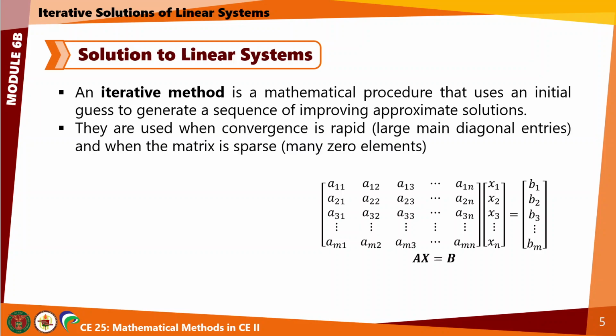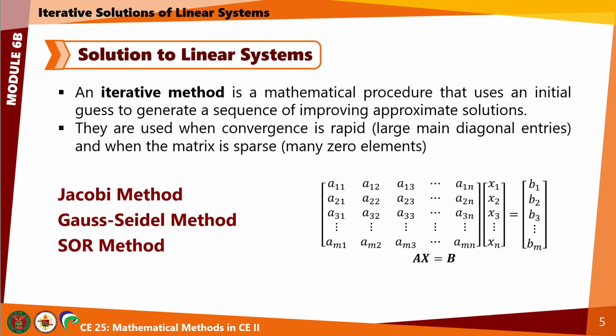They are actually used when the solution converges easily. One condition for that is that we have a large main diagonal entry. We'll discuss that later. And also when the matrix has many zero elements. These include the following: Jacobi method, Gauss-Seidel, and the SOR method.